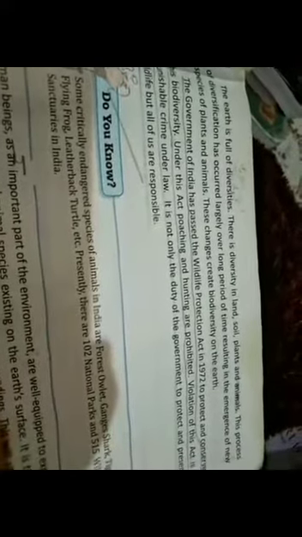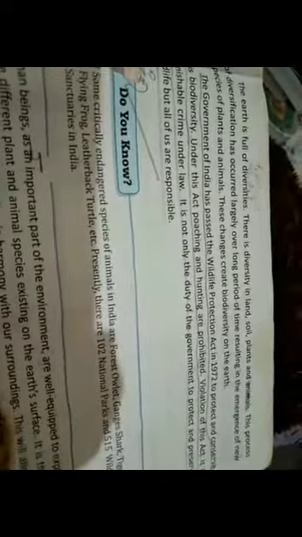This process of diversification has occurred largely over a long period of time, resulting in the emergence of new species of plants and animals. So how was this diversification possible? Because according to the atmosphere and the living conditions in which they are living, they have changed themselves. They have adapted themselves to the environment. These changes create biodiversity on the earth.